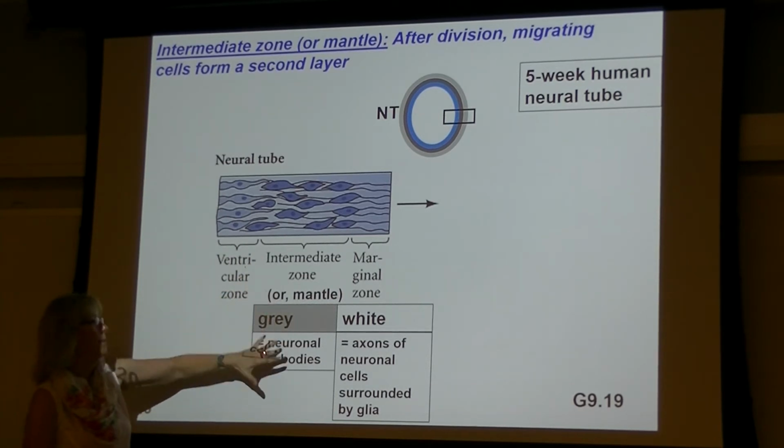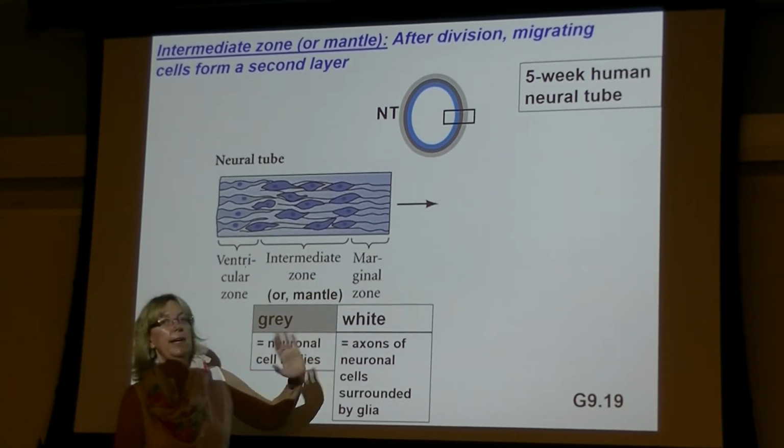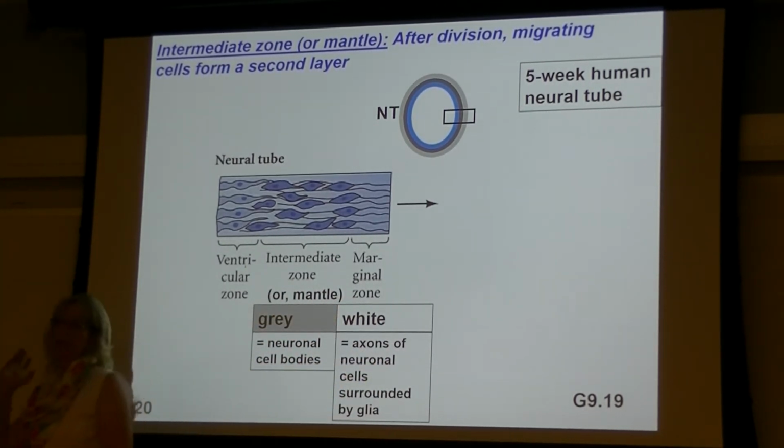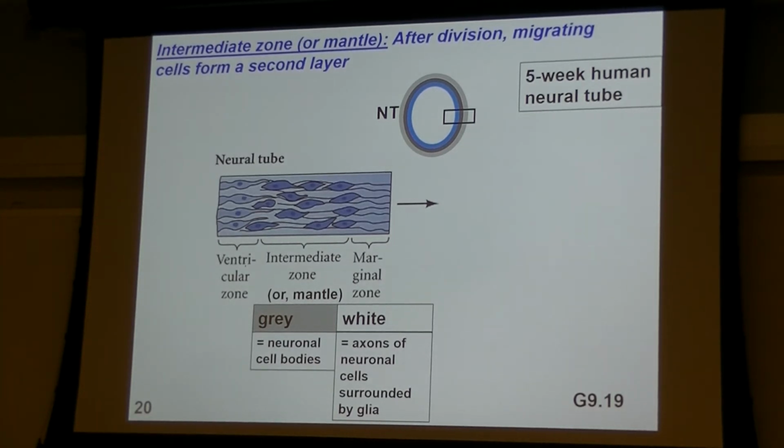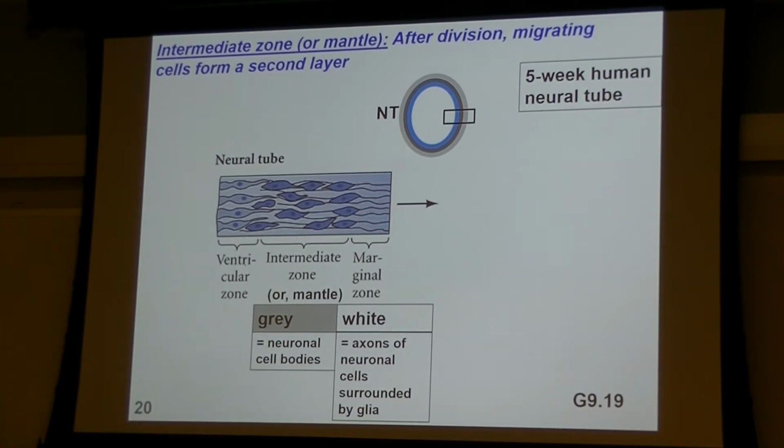So they'll form one region where all the neuron cell bodies are located together, and another region where their axons and dendrites are just extending outward. So there's no nuclei in that portion. And this organization gives a kind of two different colors to the structure. And the more gray area is called the mantle, or the intermediate zone. And then out there with all the axons, that's called the marginal zone, and it's more white in appearance. So this already is evident in humans by 5 weeks.